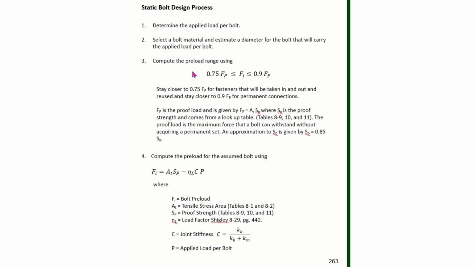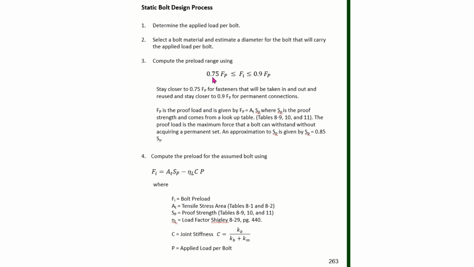The next steps for a static bolt design are a little bit different and a little confusing at first. What we want to do is compute the preload using this range right here, where we have 0.75 FP to 0.9 FP. So we want our preload to be between 90% of FP and 75% FP.